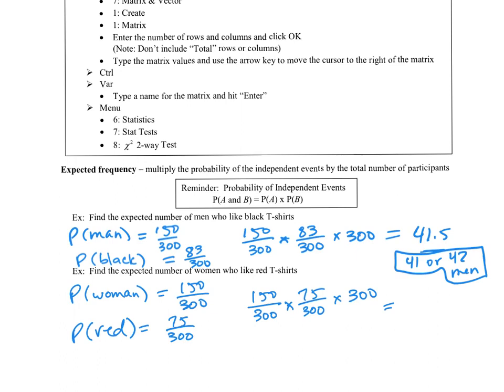You'll probably use your calculator anyway, and we get 37.5. And again, you can't have a half a woman, so we could either say 37 or 38 women. If you choose one randomly, that would be the expected number of women who would like red t-shirts.